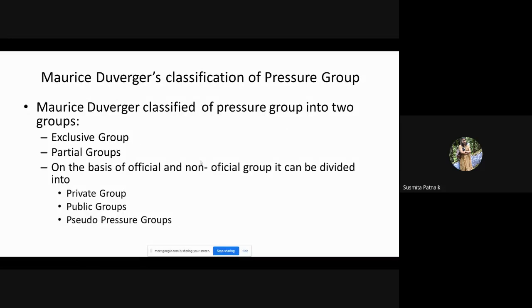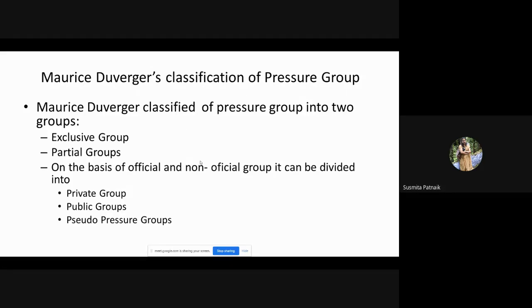Then Dowse's classification of pressure groups. Okay, so Dowse's group classification of pressure groups. Dowse has classified the pressure groups into two groups.